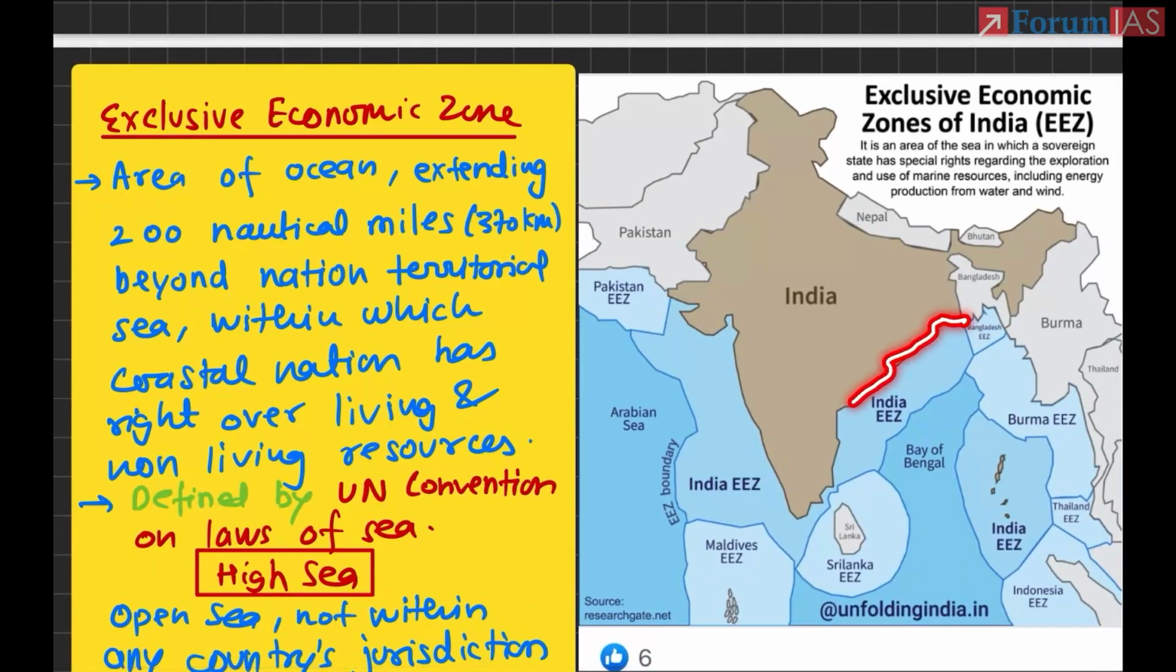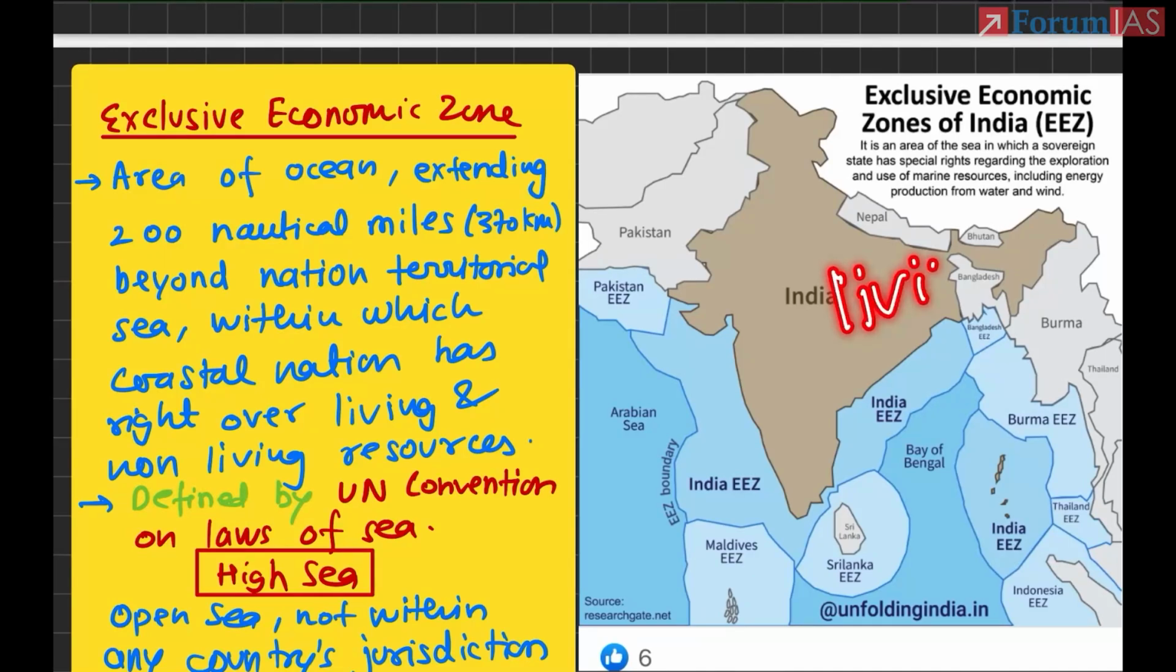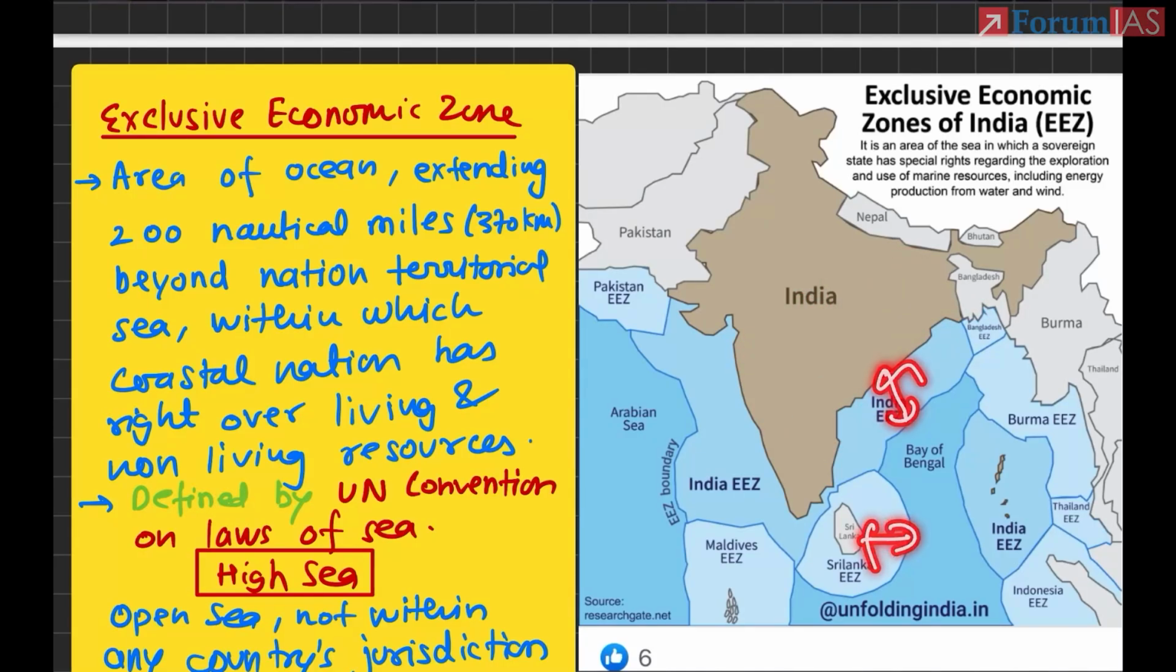Now, every country that has a coastal boundary, this is, let's say, India's boundary. India also has sovereign rights up to 200 nautical miles. This is under India's jurisdiction. All living and non-living resources, India has the right to explore and exploit. So this is India's EEZ. This is Sri Lanka's EEZ. This is also India's EEZ because these are the Andaman Nicobar Islands. This is here India's, and this is Maldives. Now this Exclusive Economic Zone is defined by the UN Convention on the Law of the Sea.